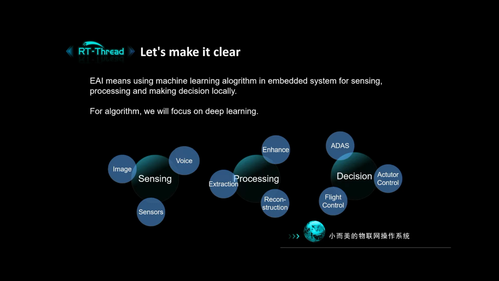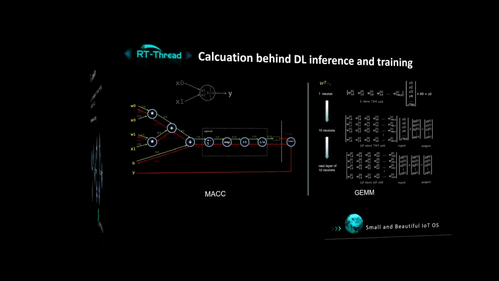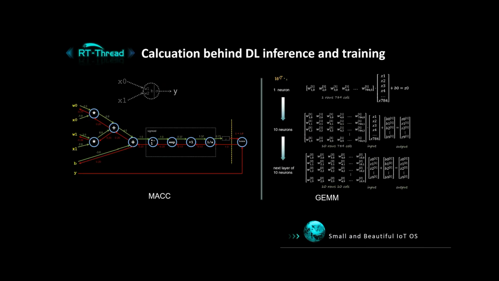It was quite popular a few years ago to make a device connect to the network, send the data back to the cloud, and get a result. Is it AI? Yeah, it is. It's useful, but it's not what I am focusing on. We are focusing on making everything happen on that device by itself. And of course, for the algorithm, we will focus on deep learning. So with these definitions, we can move forward to see the calculation behind deep learning.